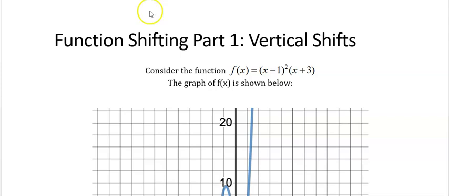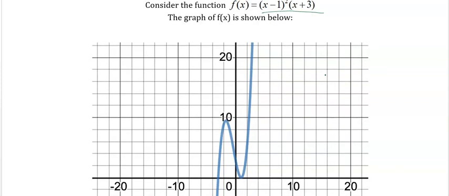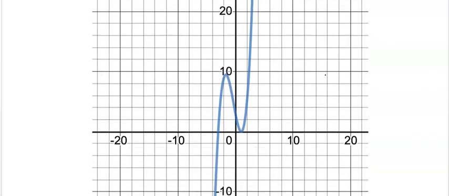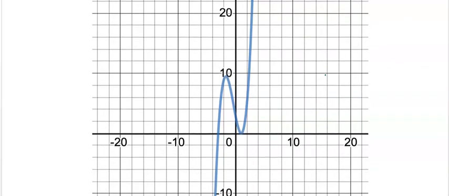So for our discussion, we're going to consider this function, f of x equals (x minus 1) squared times (x plus 3). And the graph of this is shown here. So there's your graph, and we can see some key points in the graph, and they're noted in your notes.